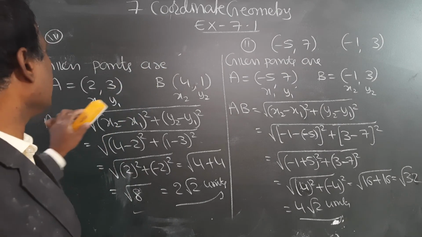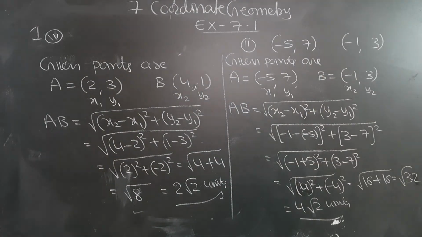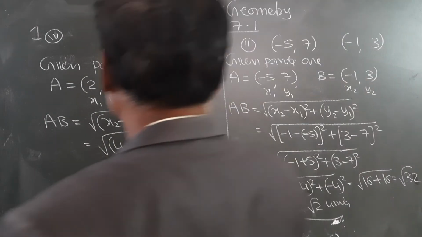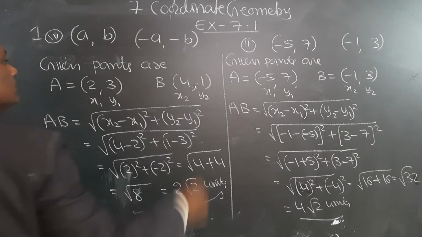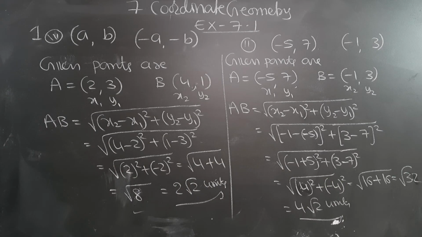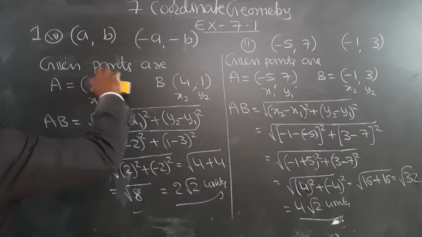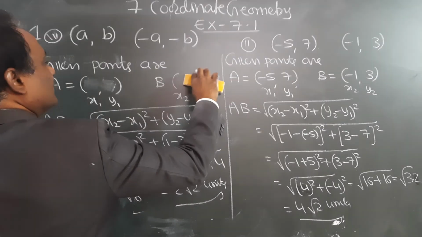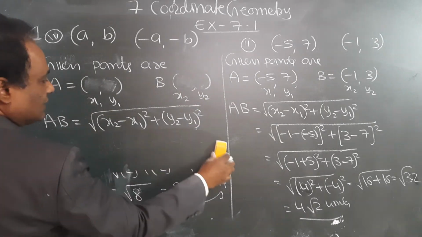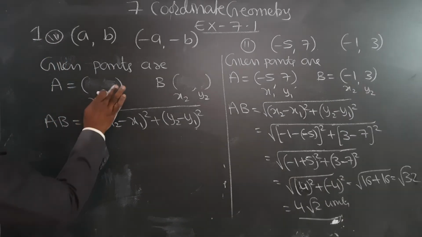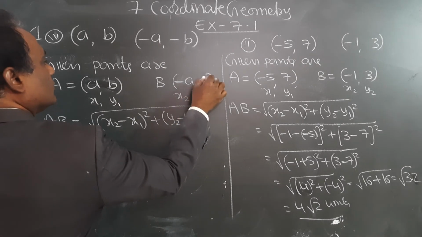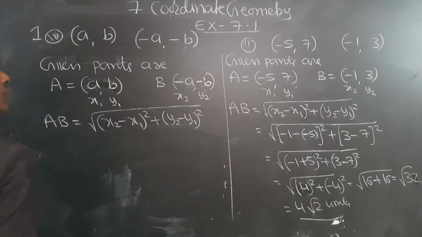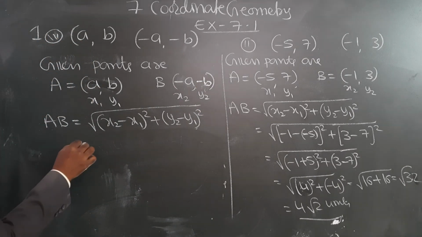You complete the third one. I am doing the fourth one. Points A, B and minus A, minus B. Do this. This is the formula, students.